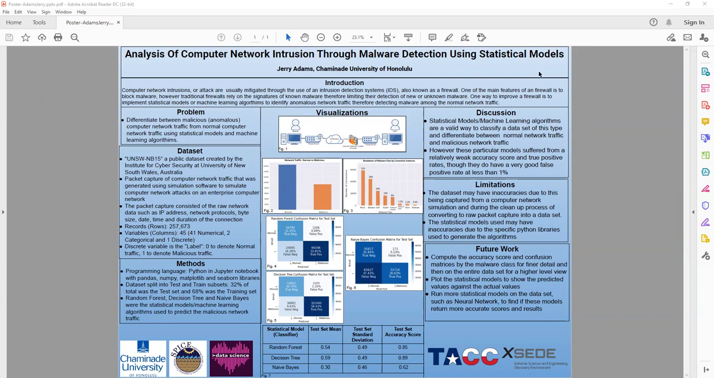I'm a rising senior at Chaminade University of Honolulu, and my project is the analysis of computer network intrusion through malware detection using statistical models.